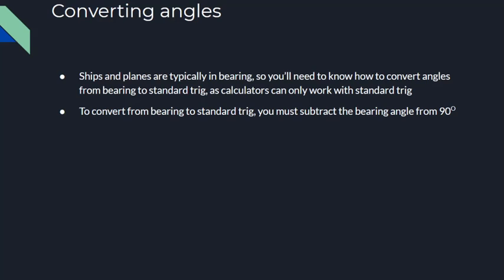So when you're given angles in vectors, sometimes it's not going to be standard trig because planes and boats will be using bearing notation. So you'll need to know how to convert them to standard trig so it can work with your calculator. To convert an angle from bearing notation to standard trig notation, you must subtract the bearing angle from 90 degrees and you'll be given a standard trig angle.